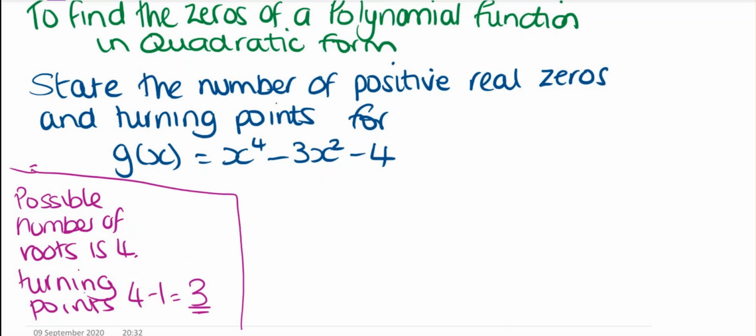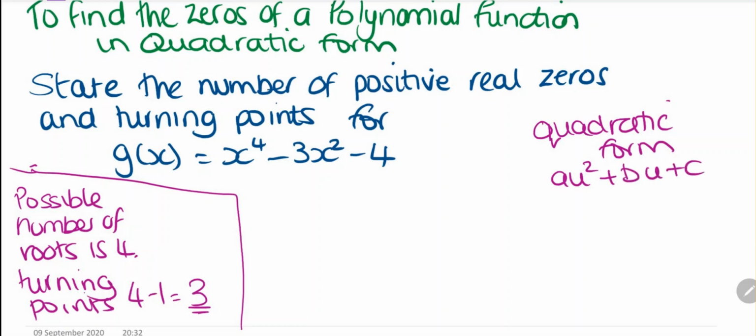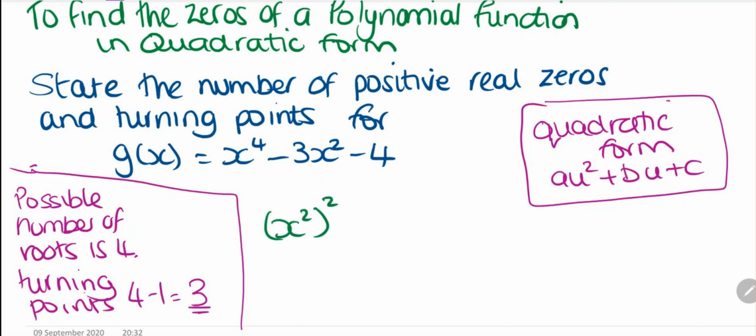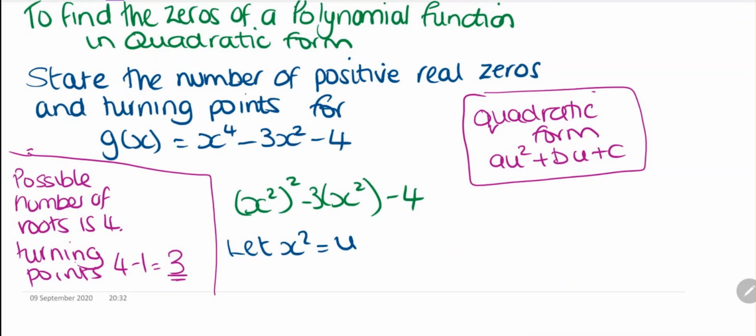So we're going to use the quadratic form. So this is the quadratic form, a u squared plus b u plus c. So we're going to rewrite our function. We have x squared to the power 2 minus 3x squared, and then minus 4. Now we're going to let x squared equal u, and replace the x squared with u. So this will leave us with u squared minus 3u minus 4, and we can factor.